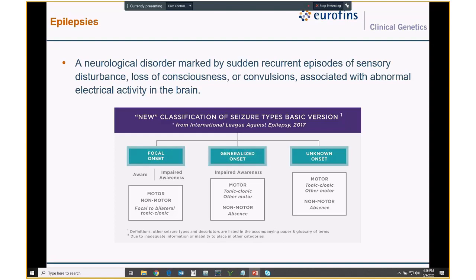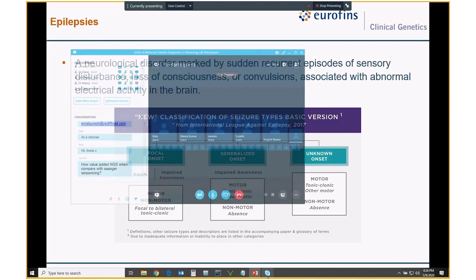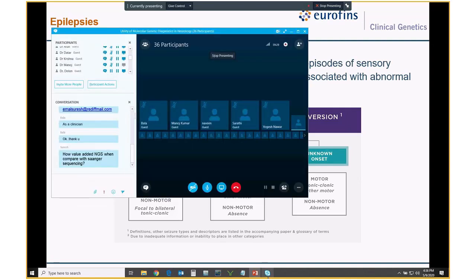And what happens here, to incorporate Dr. Suresh's question, how is value added to NGS when you compare it with Sanger sequencing? So NGS, for example, if you take a clinical exome, Dr. Suresh, you would be able to check 17,000 genes in one shot.